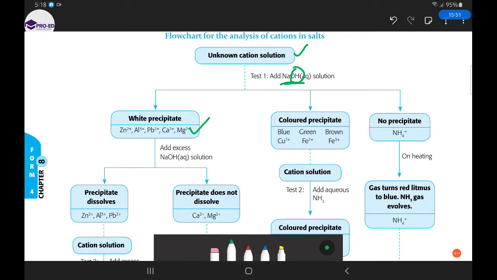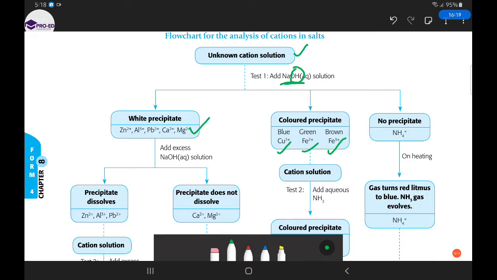If it is from the transition element side, copper 2, iron 2, or iron 3, then it will form a colored precipitate. Copper 2 forms a blue precipitate, iron 2 forms a green precipitate, dirty green you could say, and iron 3 forms a brown precipitate. So just by adding sodium hydroxide, we can narrow it down a little bit. You're not getting a final answer yet, but you're narrowing it down to fewer ions.